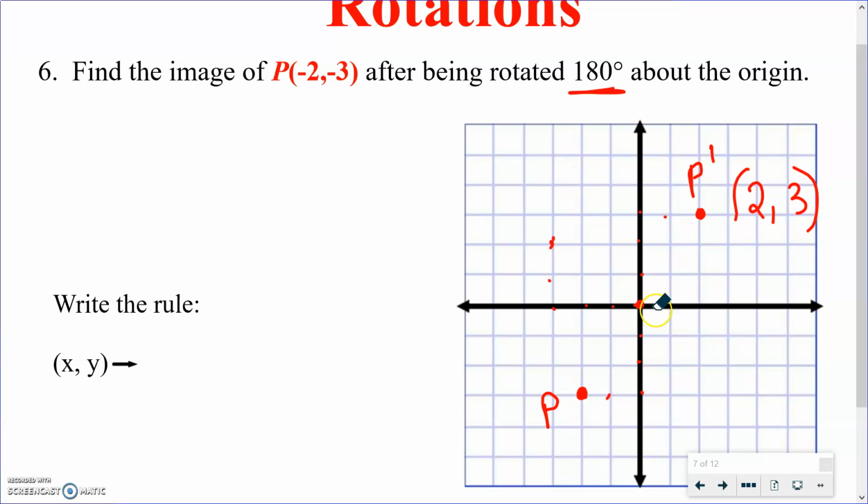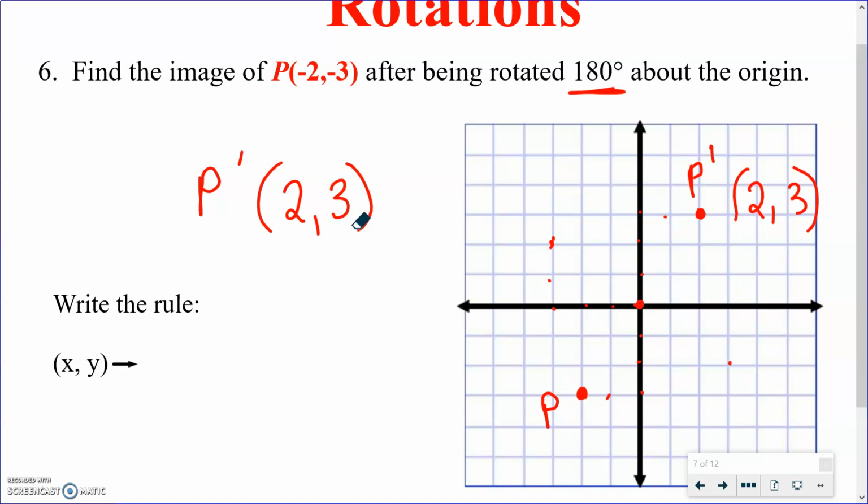And you could do that this way as well. You could say, okay, I'm going to go 1, 2, 3, 1, 2, and that would be 90. And then do that again up here on this axis, and that would get you there. Okay. I am a big believer in tracing paper, and if you have tracing paper and that's helpful to you, you should definitely use that. Okay. So now we find the image P prime at 2, 3.